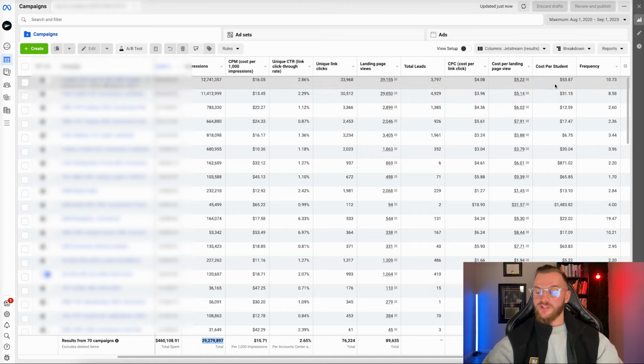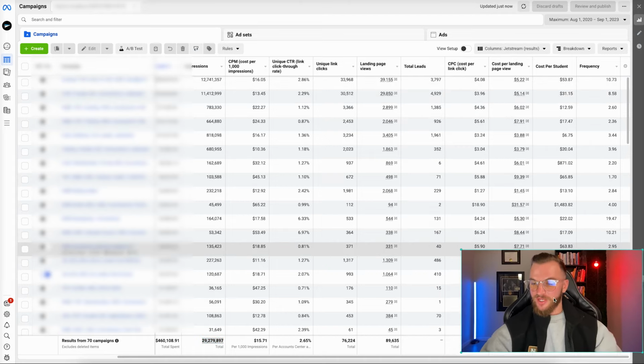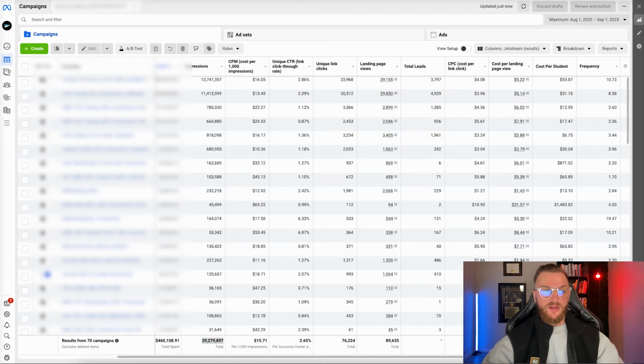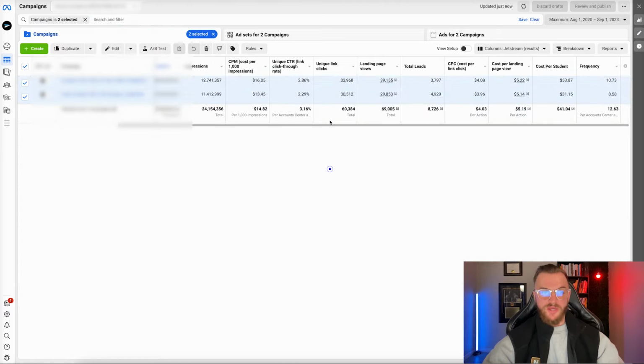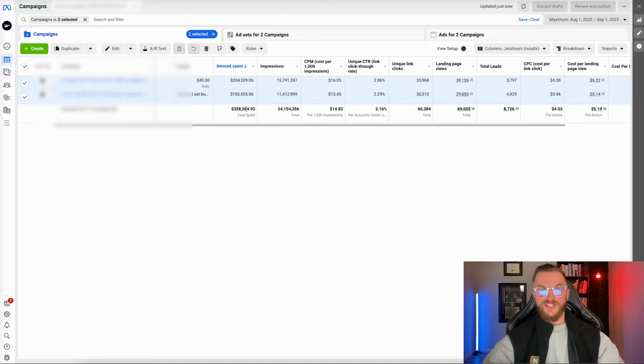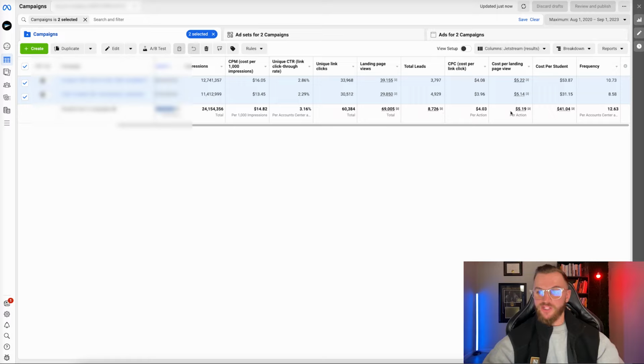And then as far as our cost per student here, again, it's not going to give us the numbers for that. But just for these top two campaigns, let's just look at these two. As you can see by these top two campaigns, of that $460,000, this one spent the majority, $358,000, and we were able to generate a cost per new student, or cost per lead, of $41, and we generated a total of 8,700 new leads.